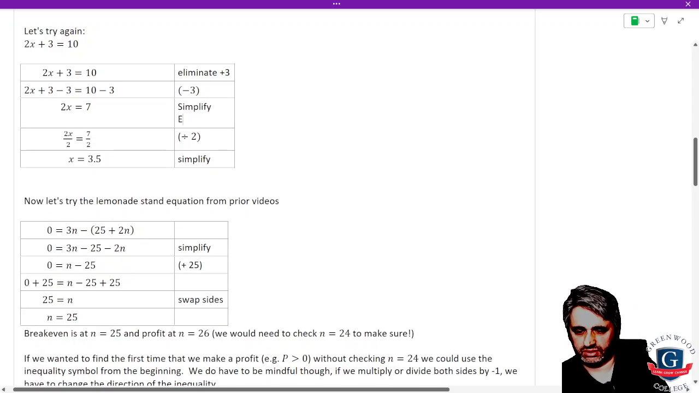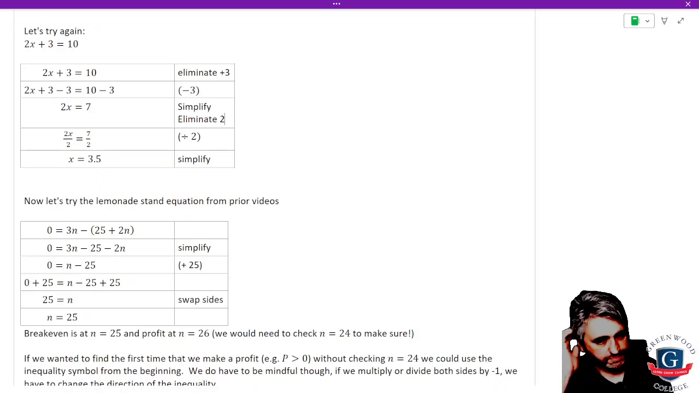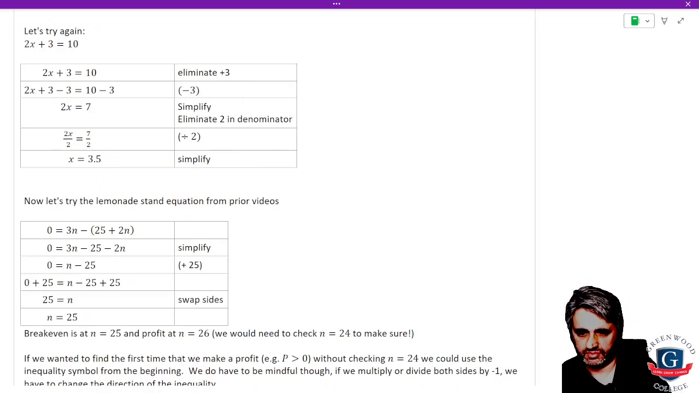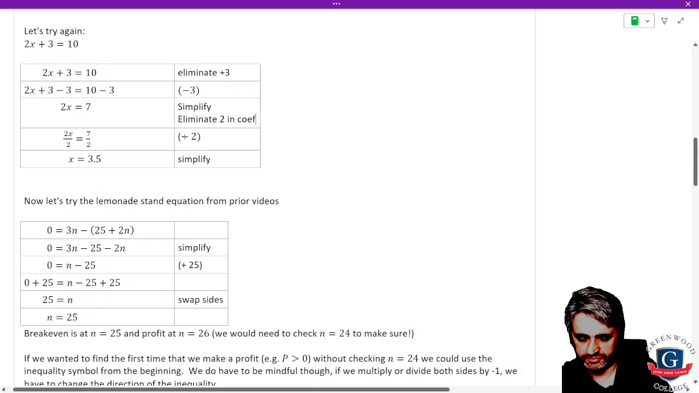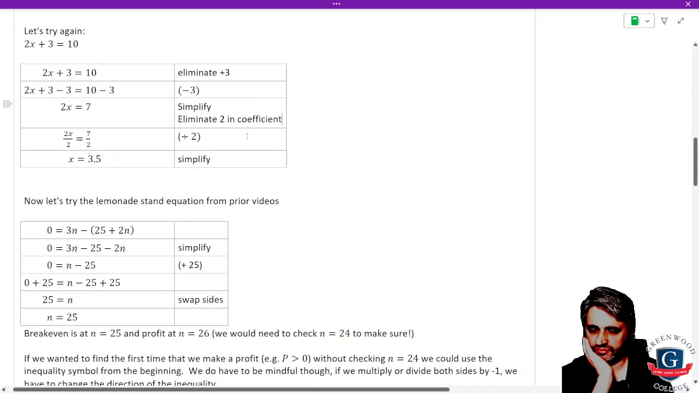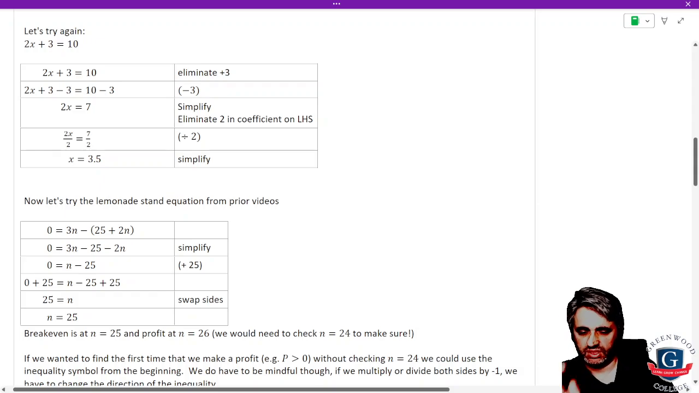Eliminate the 2 in the denominator. Oh, then 2 in the coefficient, I should say. So on the left-hand side, and we do that by dividing both sides by 2. And we'll be left with x equals 3.5. Brilliant.